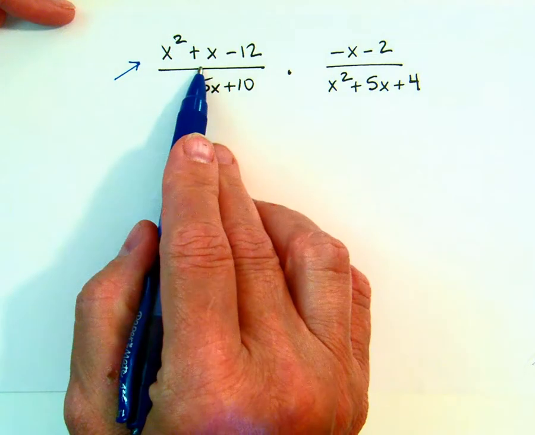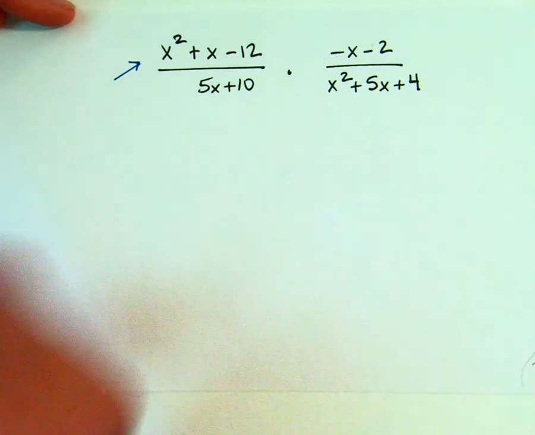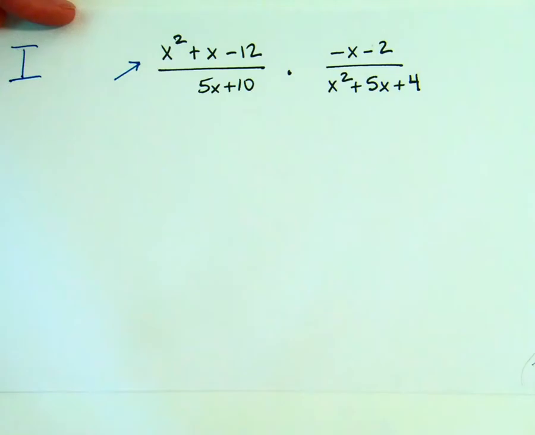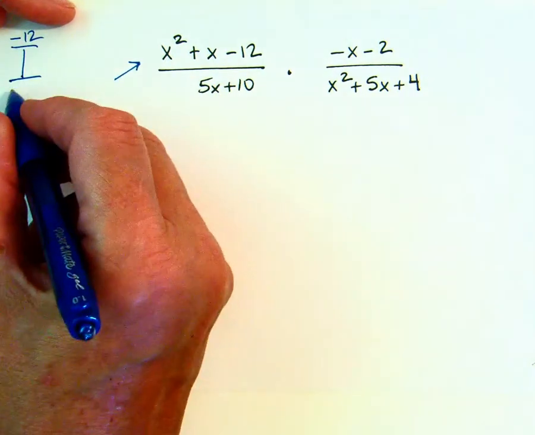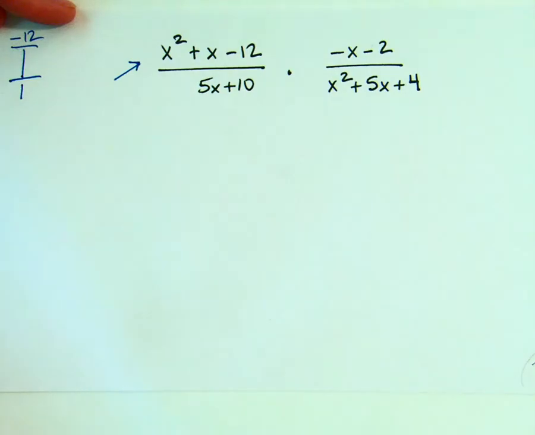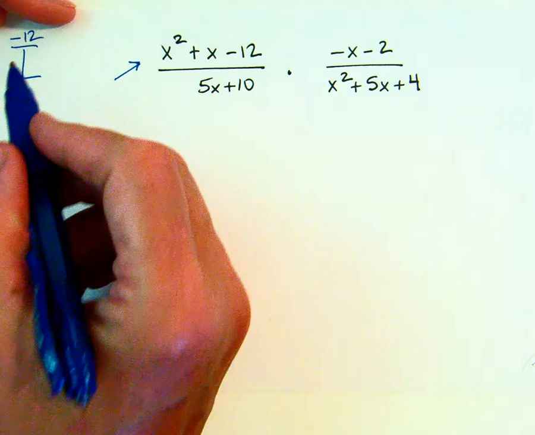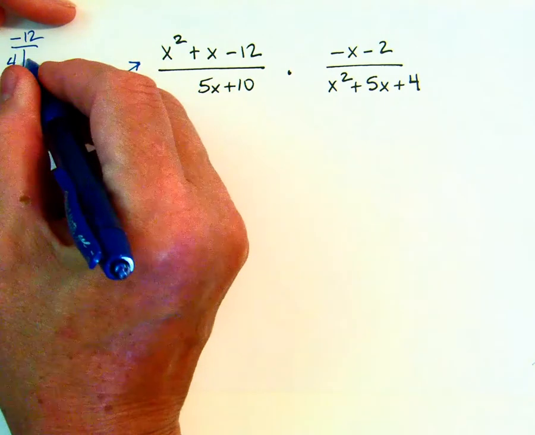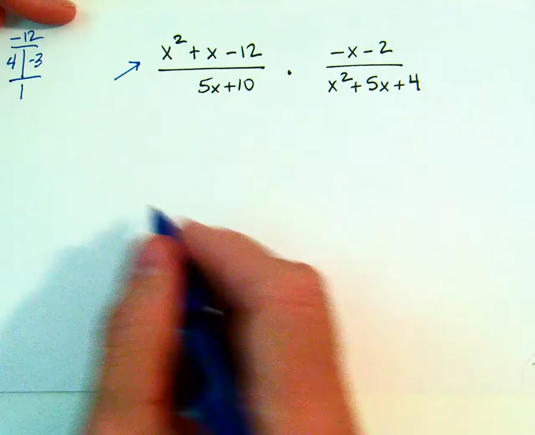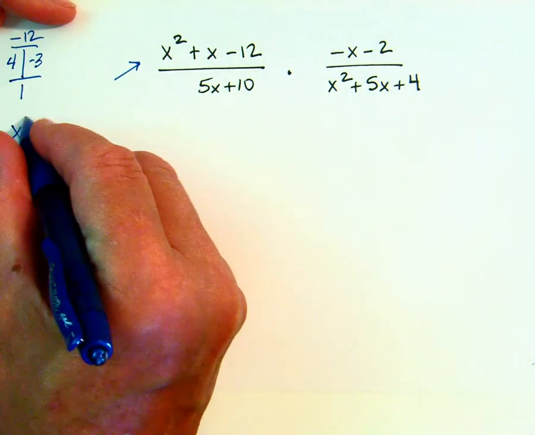Okay, let's look here. What are we going to do? Just say, I can factor. So a times c is negative 12. B is 1. So what will we multiply to get negative 12 and add to get 1? That's going to be 4 and negative 3. So we'll go ahead and go through the factoring by grouping here.